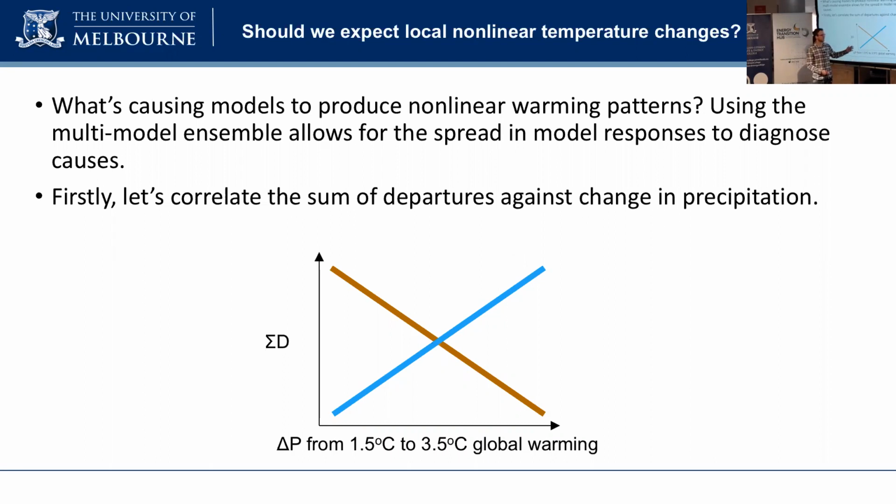So if you were looking at a particular location and it was following the blue line on this kind of schematic, that would mean that the models which have accelerated local warming tend to have increases in precipitation and vice versa. Whereas if they were following the brown line, the models with accelerated global warming up here would have reductions in precipitation and vice versa. So we can look at this at the local level to try and diagnose why the models are responding in different ways, why some models produce accelerated warming or decelerated warming.